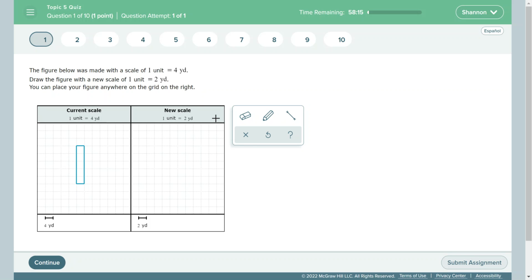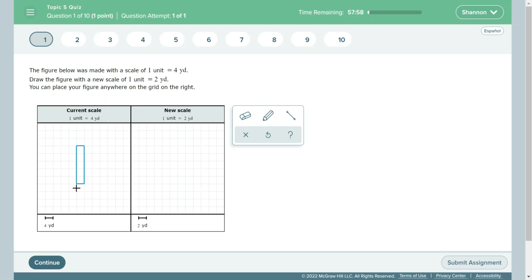I'm showing you how to work a problem like this that's in ALEKS that talks about rescaling things. I'm not going to work the problem, I'm just going to show you how to work the tools. So it's telling you that up here, this was made so that 1 unit equals 4 yards.